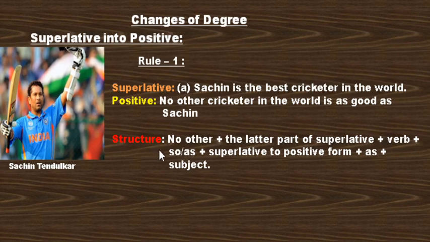Let's look at the structure. At first you have to use no other. Here we have used no other. Then look very carefully. After no other, you have to use the later part of the superlative. Here the superlative is best, so after best you can see cricketer in the world. So here the later part of the superlative form is cricketer in the world. So I have used no other cricketer in the world according to the structure.